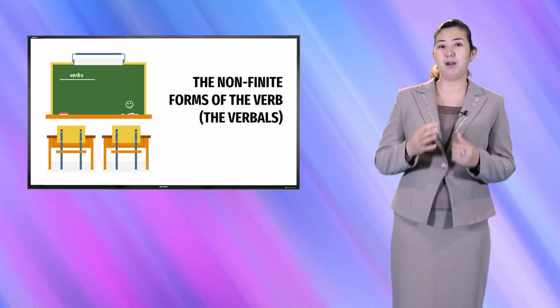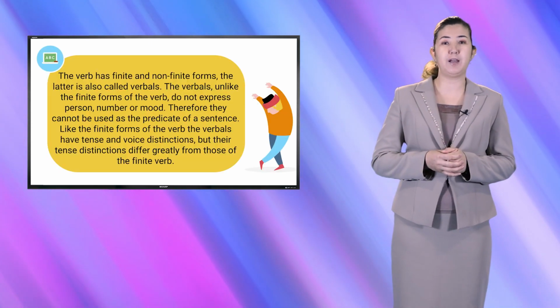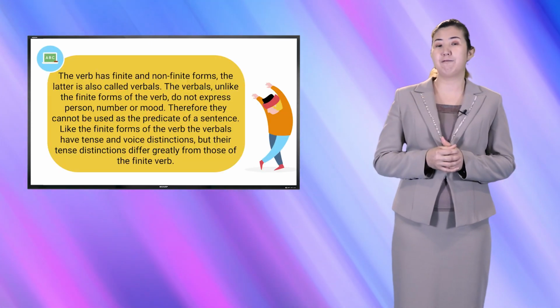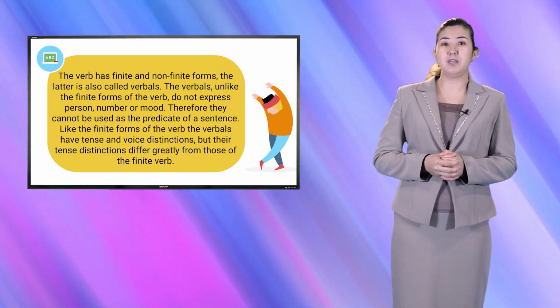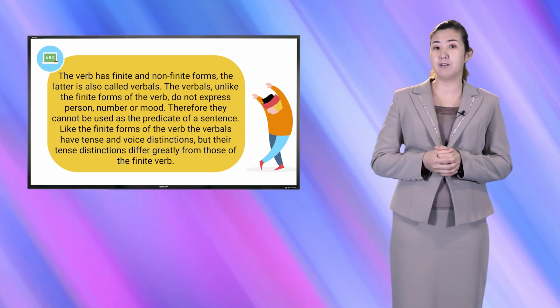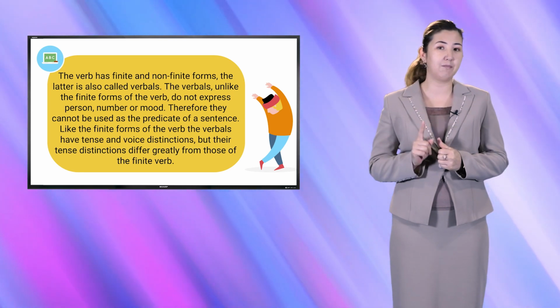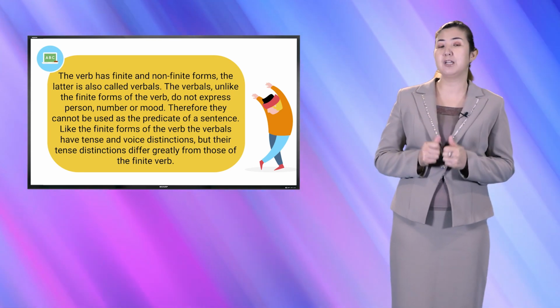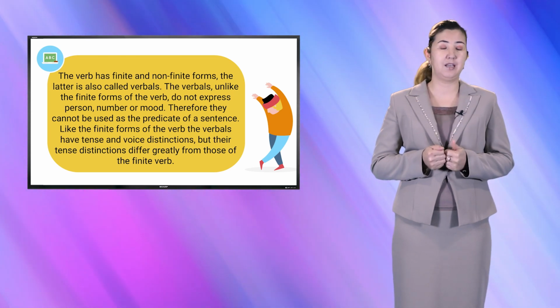Today we talk about the non-finite forms of the verb. As you know, the verb has two forms, the finite forms and the non-finite forms. The latter are also called verbals. Verbals, unlike the finite forms of the verb, do not express person, number or mood. Therefore, they cannot be used as a predicate of a sentence.